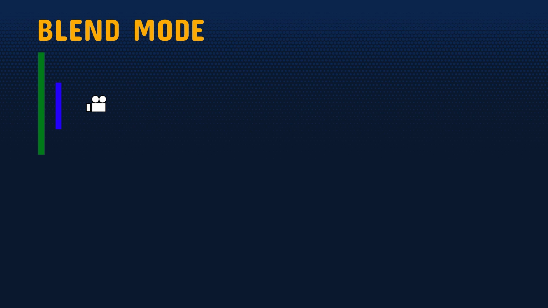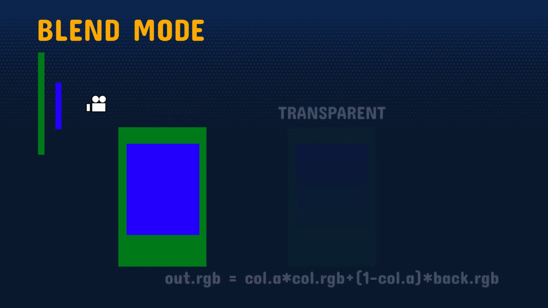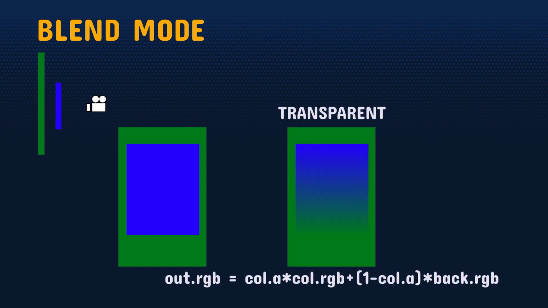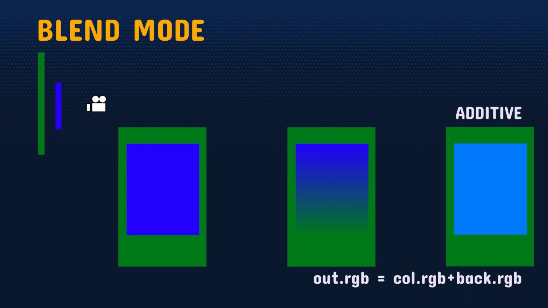Here are 3 most common blend modes with their respective blending formulas and the output results. You have your opaque, which just renders it on top, disregarding anything behind it. You have your transparent. The lower the alpha of the pixel, the less the rendered color will matter. And you have your additive, which sums up the color values and gives you your result.